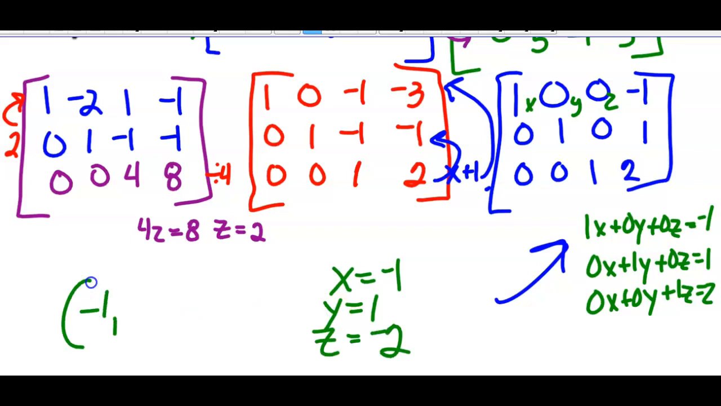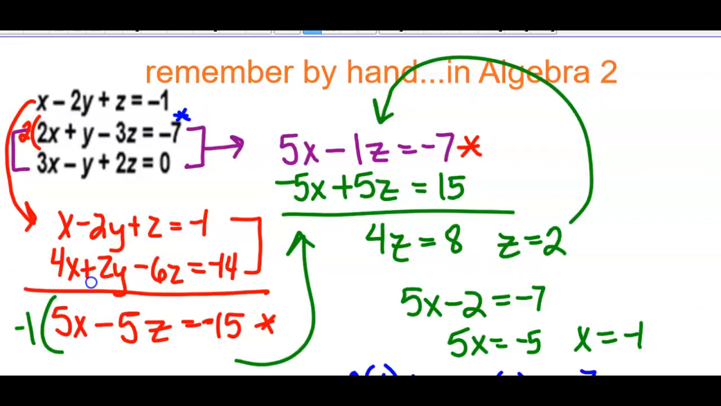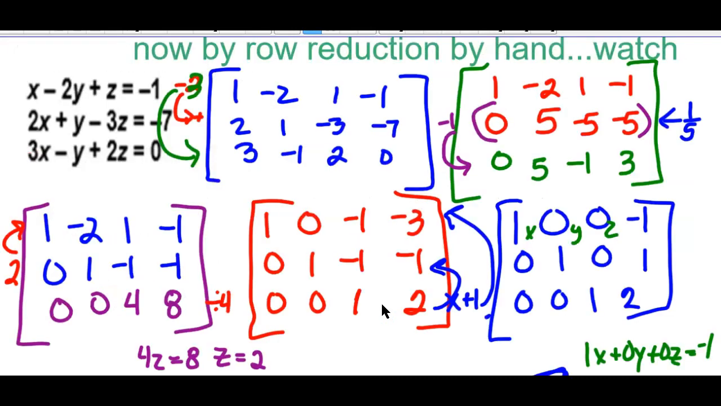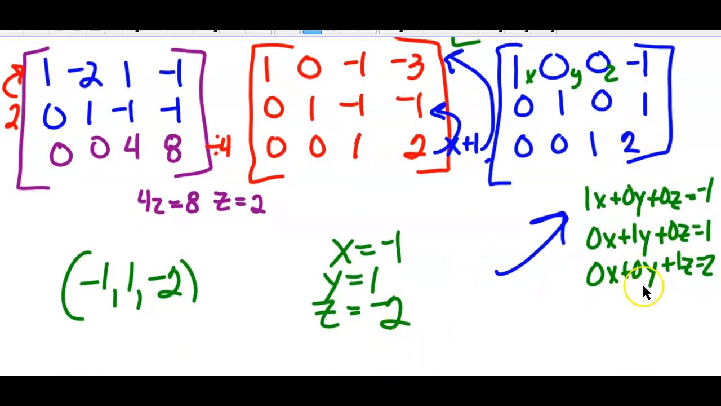I just solved that system, and I hope to goodness I got the same thing as I did back here. Negative 1, 1, and 2. What did I do wrong? Okay, let's go back to this one. Oh, I have z as 2. Why did I write negative 2? Right here it said z is 2. Oh, right there, because that looked like a negative 2 to me. Okay. Z is positive 2. So they were the same.